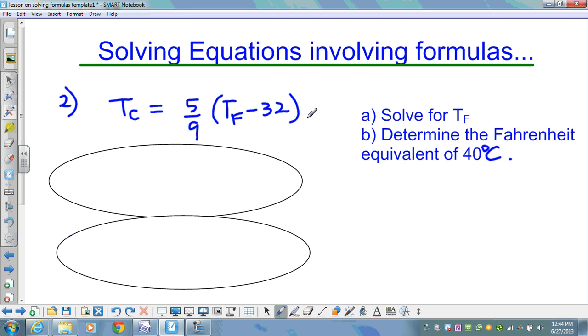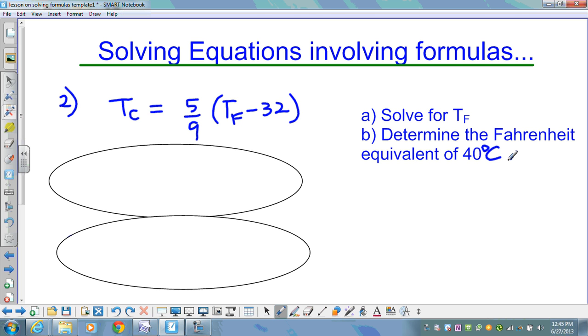Again, this one might be familiar for some of you. This is the equation that you use to convert from Fahrenheit degrees to centigrade or Celsius temperatures. In part A, we're going to use this equation to solve for T sub F, or temperature in Fahrenheit. And in part B, we'll determine the Fahrenheit equivalent of 40 degrees Celsius.